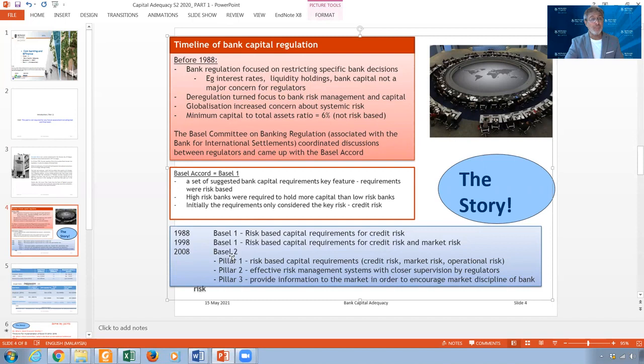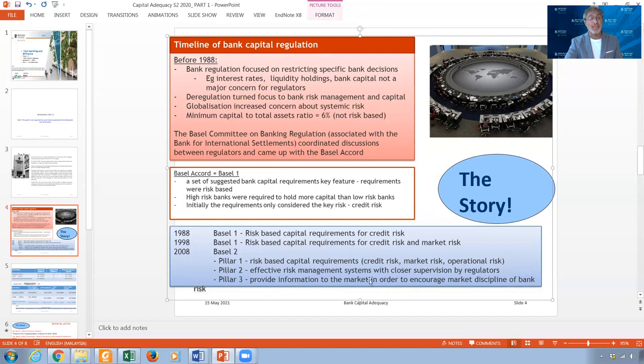And then when Basel II came, they had three pillars. Pillar one was about this equation of calculating the risk-weighted assets, which includes credit risk, market risk, and operational risk. In pillar two, they talk about something about the management, which is actually no calculations, but what you should do in the management so you can decrease the risk.